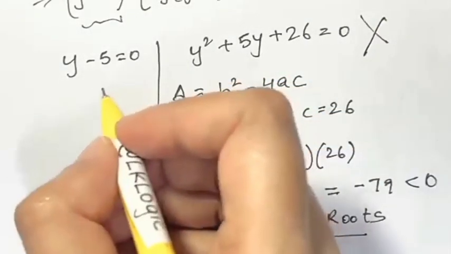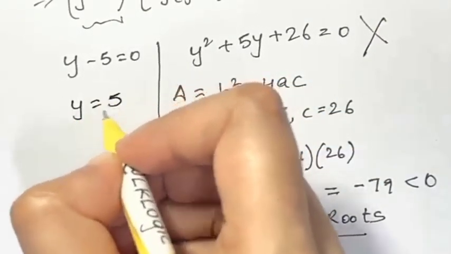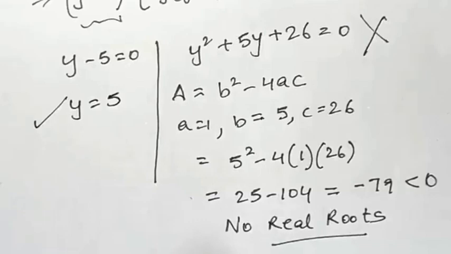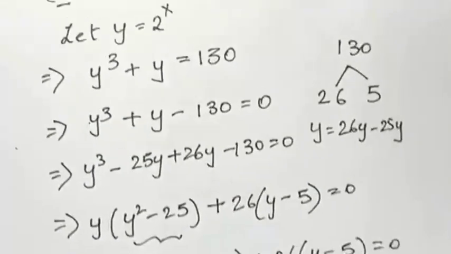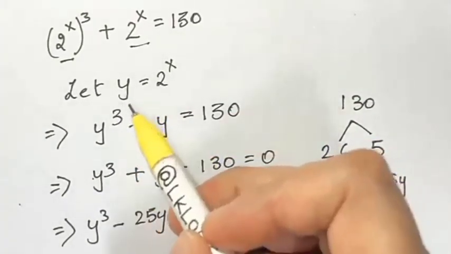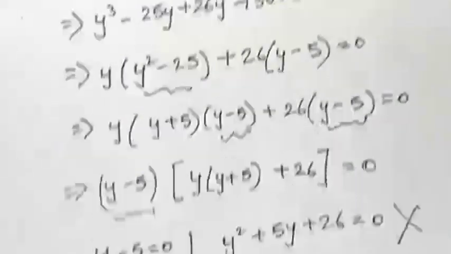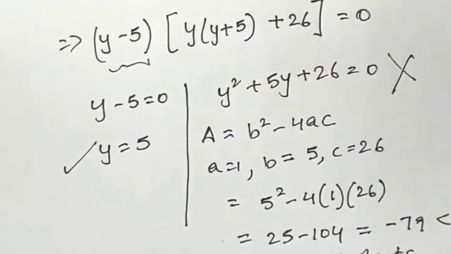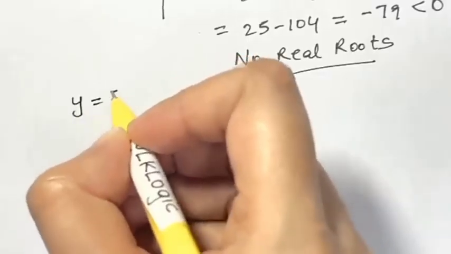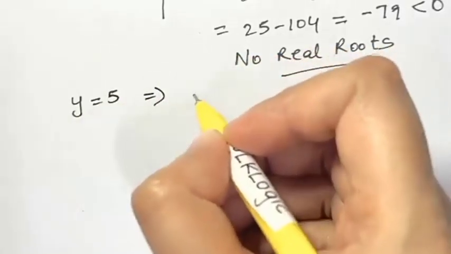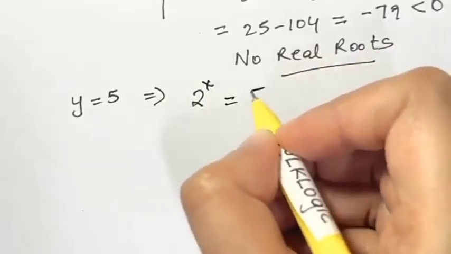So we're going to find it for this. y minus 5 equals 0. So y is equal to 5, and that's our solution. But what is y? We have taken before that y is equal to 2 to the power of x. So let us substitute it back and check our answers. y is equal to 5 and y is 2 to the power of x, which is equal to 5 now.